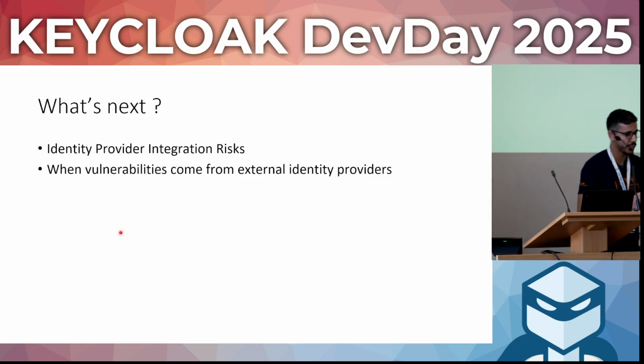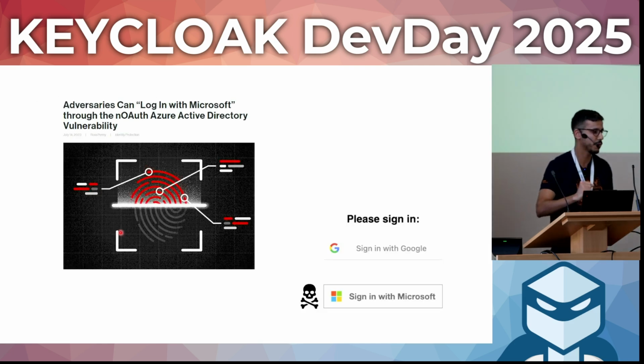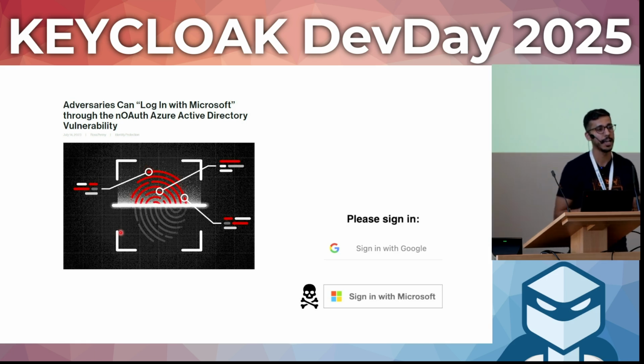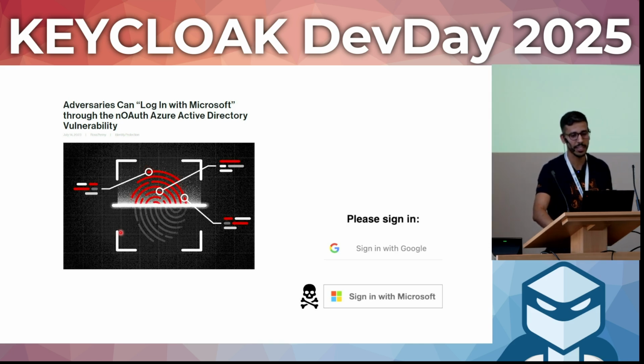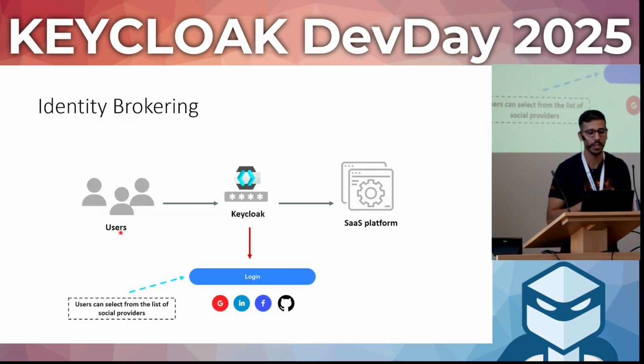Now I'm going to switch to a different type of risk, where the problems can come from the integration with external identity providers. A perfect example for this is the login with Microsoft through Azure. It's an issue called the no-auth, and it impacts all the applications that use sign in with Microsoft. In order to understand this issue, I'm just going to start with a brief reminder of how identity brokering works in Keycloak. This feature allows Keycloak to delegate authentication to an external identity provider.